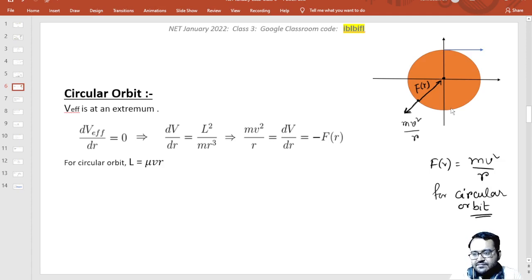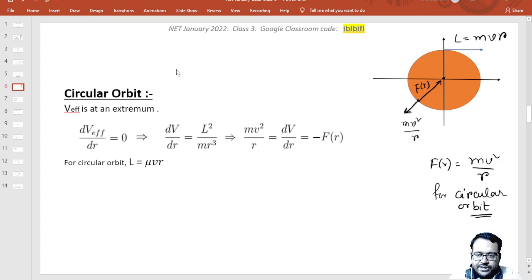And for circular orbit, the momentum is just tangential to the motion, because of the circular property. So L will always be mvr. That is the circular motion property.